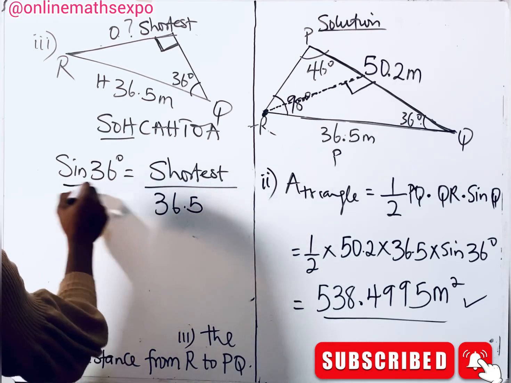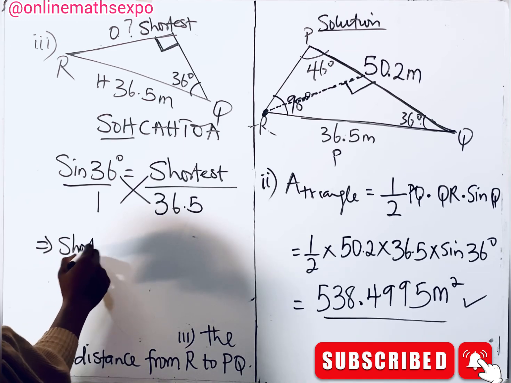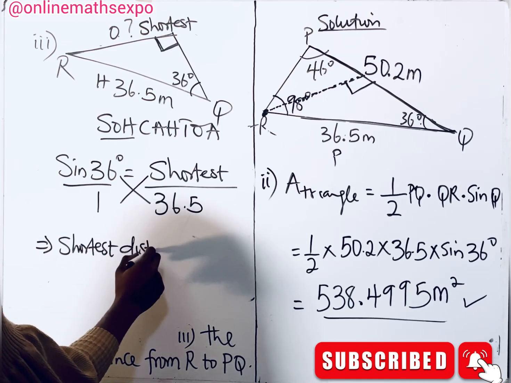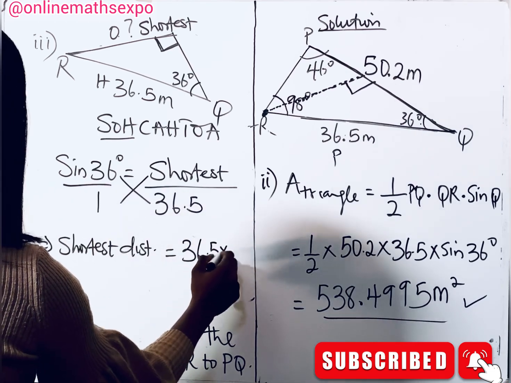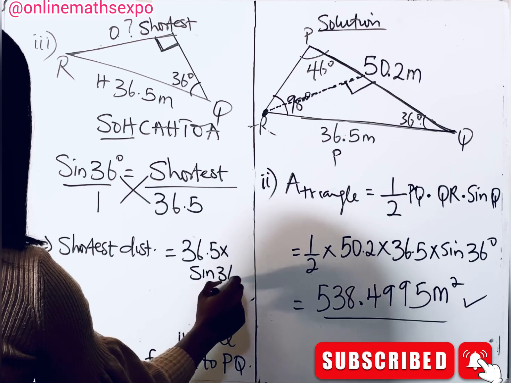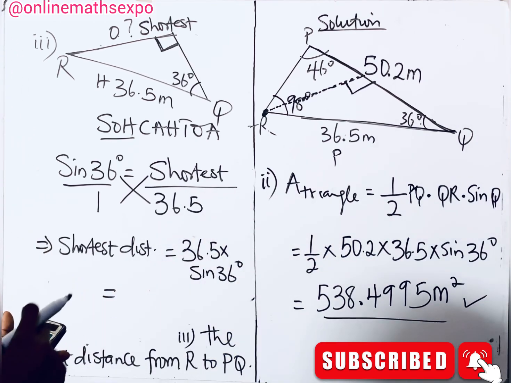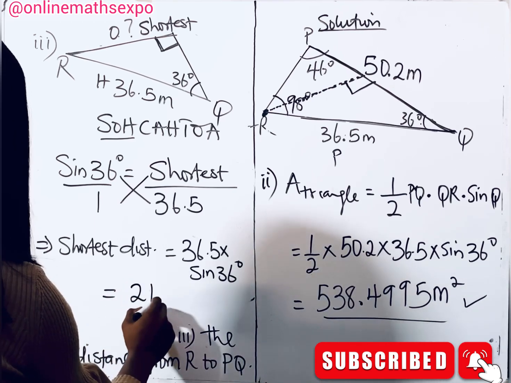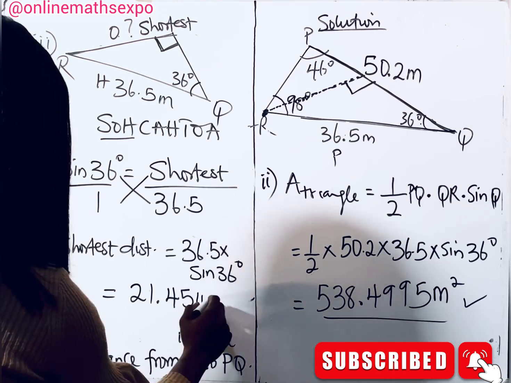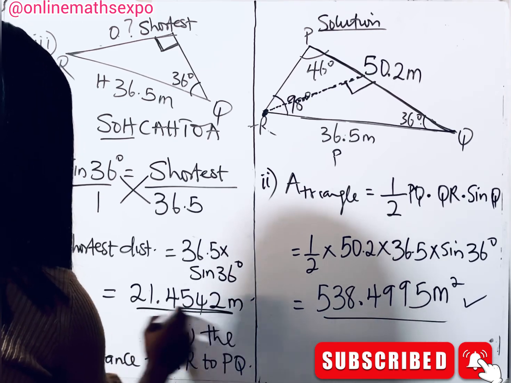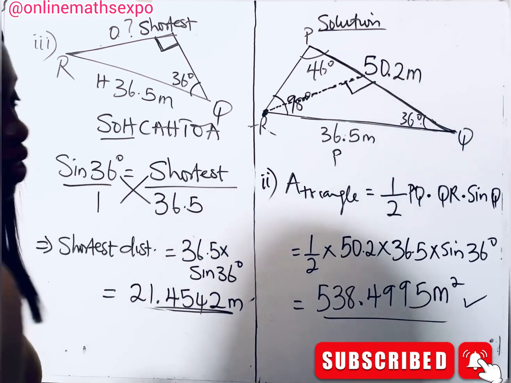Now, what do you do? You cross multiply this. So we're going to have it that the shortest distance is equal to 36.5 multiplied by sine 36 degrees. And if you key this into your calculator, we are going to have 21.4542 meters. Okay, so this becomes the shortest distance for this particular question.